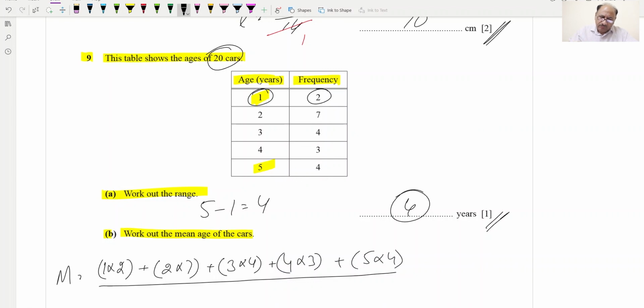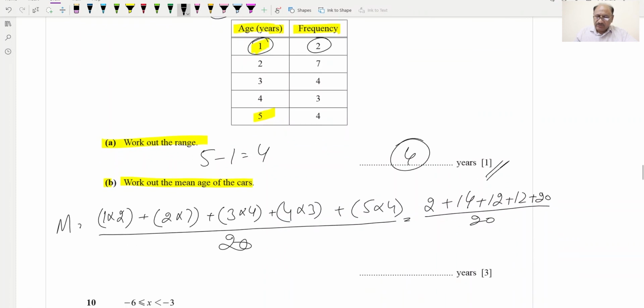So 7 plus 3 and 3, so 20 we can write here, and if we multiply 2 into 1 will be 2 plus 14, 2 into 7 is 14 plus 3 into 4 is 12 plus 12, 4 into 3 will be 12 plus 20, and this will be divided by 20.